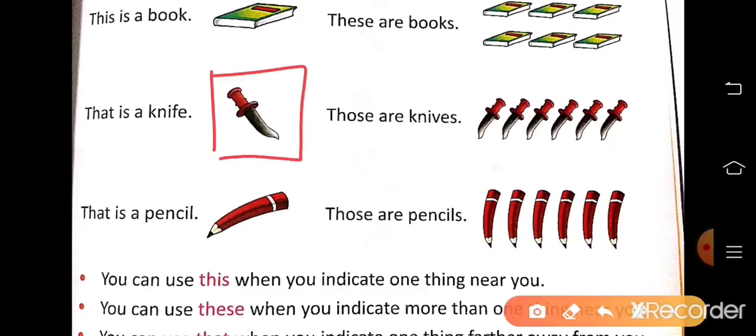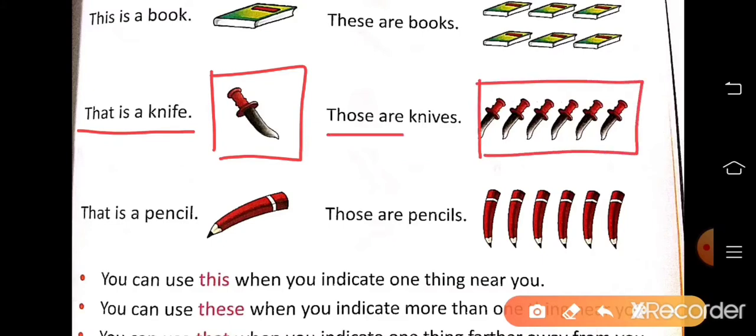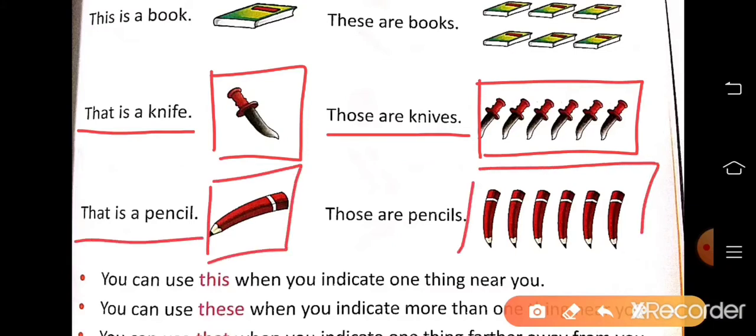One knife. That is a knife. More than one knife. Those are knives. One pencil. That is a pencil. More than one pencil. Those are pencils.